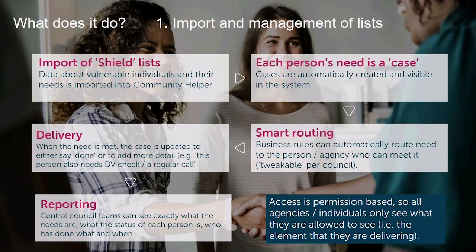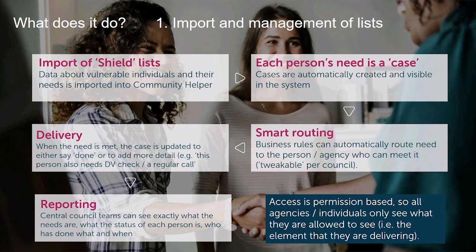The beauty of this for central teams is that central council teams can see exactly what the needs are, so the incoming needs alongside the shielded list, and what the status of each person is, and exactly who has done what and when. So there's a full audit trail throughout the system.